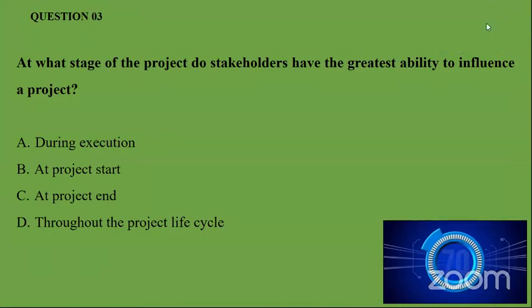At what stage of the project do stakeholders have the greatest ability to influence a project? During execution, at project start, at project end, throughout the project life cycle. So at what stage of the project do stakeholders have the greatest ability to influence the project?